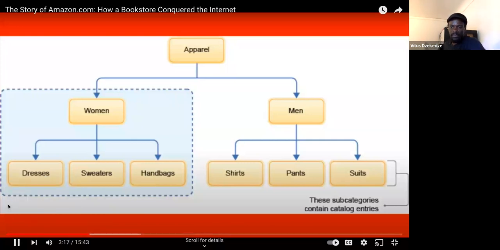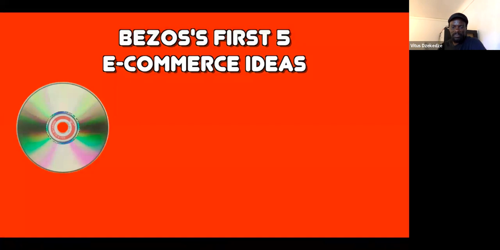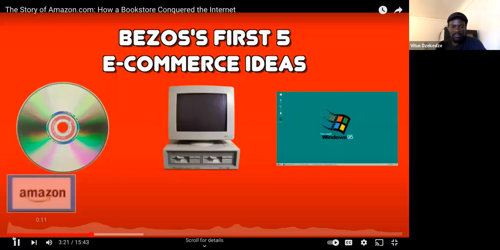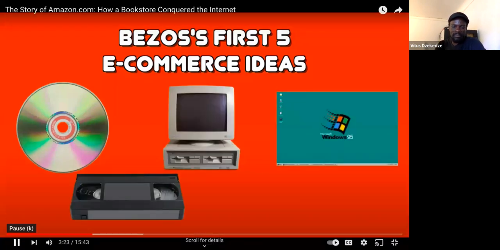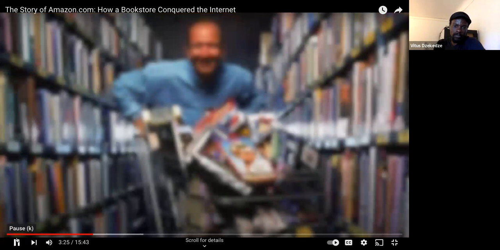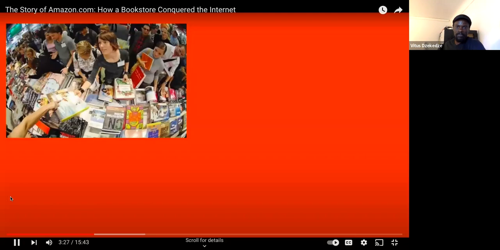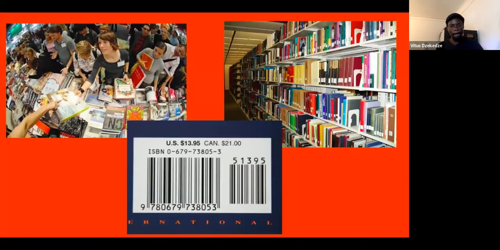He then narrowed it down to 5 categories. They were compact discs, computer hardware, computer software, videos, and books. So there you go. Those 5 things: computer hardware, computer software, videos, compact discs, and books. Finally, eventually he decided to focus in on books due to the high demand of books, the large amounts of titles available, and the low price point.